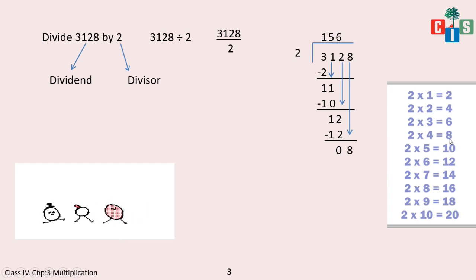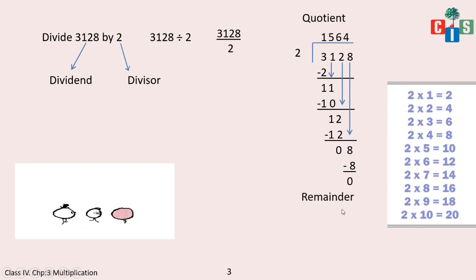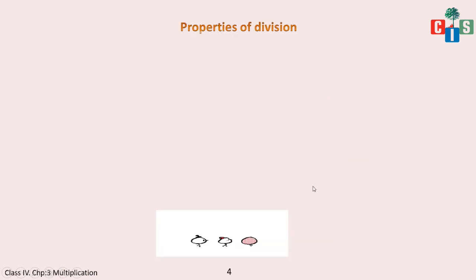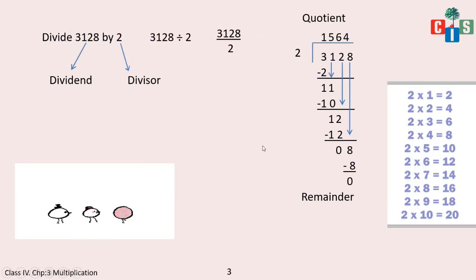And for 8, I have to check. Here I have 2 4s are 8. And subtraction will give me 0. So this is my complete sum with the quotient as 1564 and 0 as my remainder. Okay. Now we have already completed the sum.